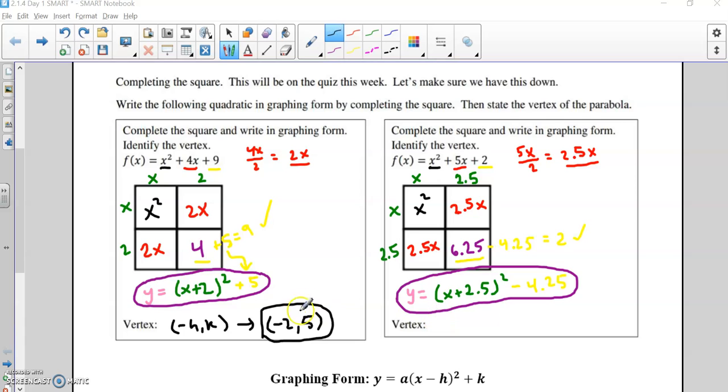And for my vertex, opposite of h comma k, just like before. My h is 2.5, so I'm going to change the sign and turn it negative. My k we keep the same, so negative 4.25. And that is my final vertex.